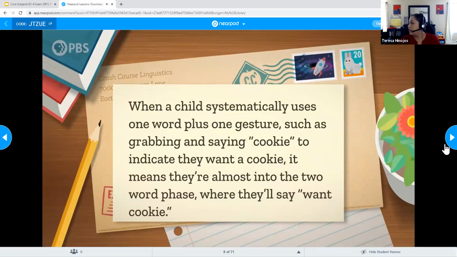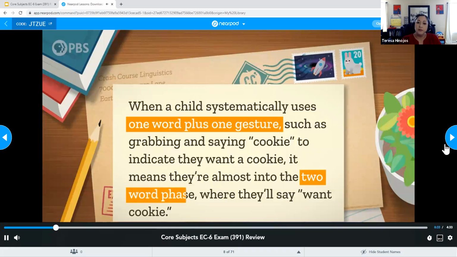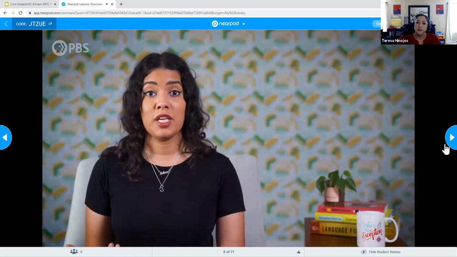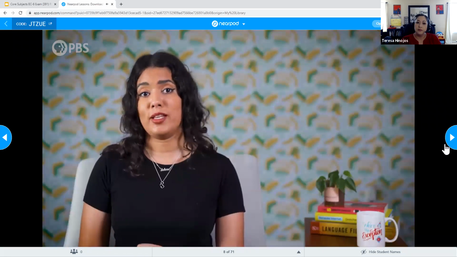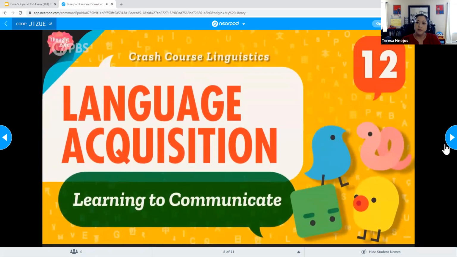When a child systematically uses one word plus one gesture, such as grabbing and saying cookie, to indicate they want a cookie, it means they're almost in the two-word phase, where they'll say want cookie. These milestones might not get the spotlight on social media, but they mark real progress in language acquisition. Let's visit the thought bubble to see some more language learning in action.